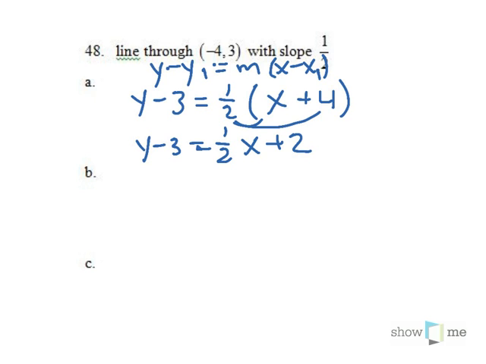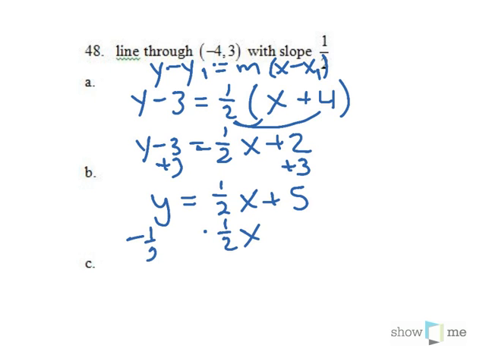To get the y alone, I need to add 3 to both sides. Y equals 1/2 x plus 5. That is slope-intercept form. To get it into standard form, I need to get x and y on the same side and get rid of fractions. So I'm going to subtract 1/2 an x first to get my x and y on the same side.